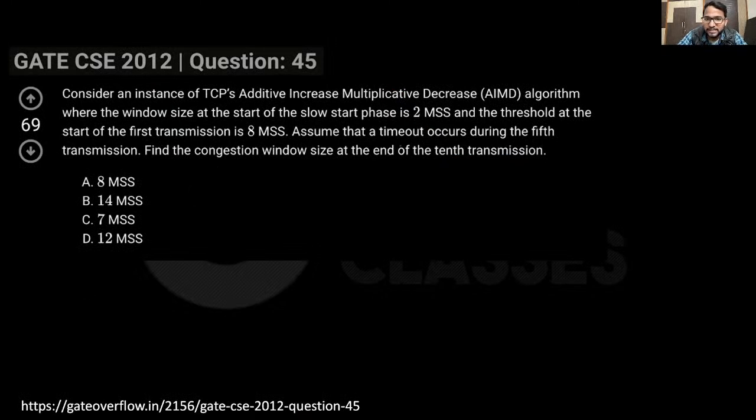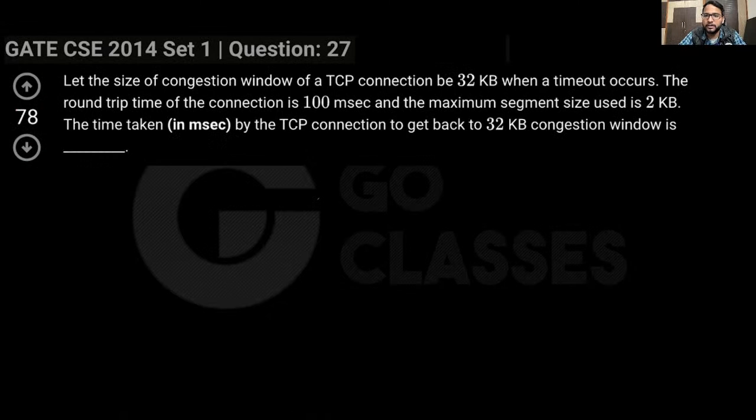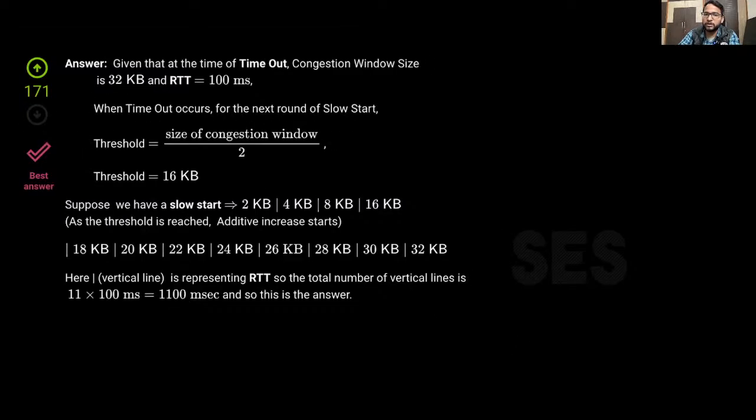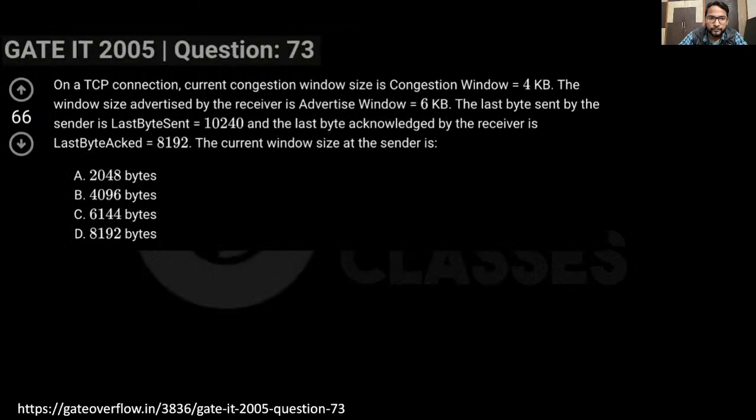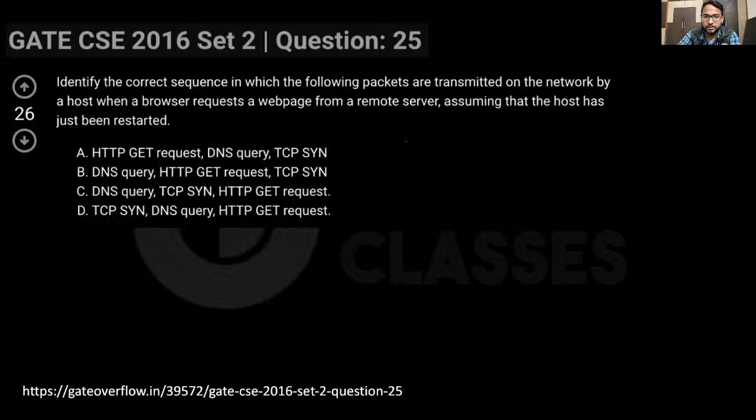Now here they are saying, assume that timeout occurs. Okay, assume that timeout occurs. They are not asking about the 3 duplicate ACKs. Let me go to the next question. Now here, when a timeout occurs. Again they are saying timeout occurs. They are not asking about the 3 duplicate ACKs because it is implementation dependent, right? Now let's go to another question. See, okay, this is not related to that particular concept. Let me go to another question.